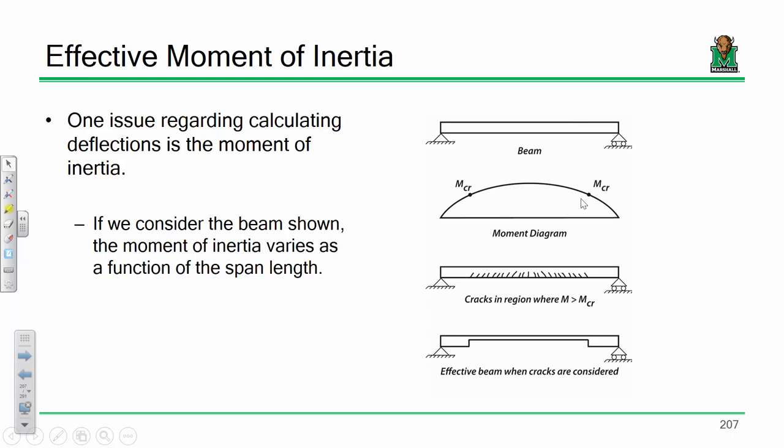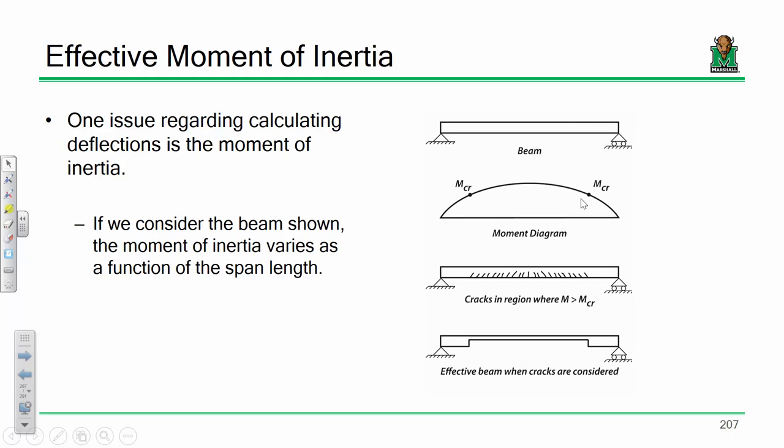Because look at this beam. With this beam, some of the beam is cracked, some of it isn't, right? So what is the moment of inertia? It's not as simple as just BH cubed over 12, because BH cubed over 12 will work great here, but it won't work great here, because here we'd be using that transformed moment of inertia, where you take the steel and you transform it into an equivalent lump of concrete. Y'all remember that?